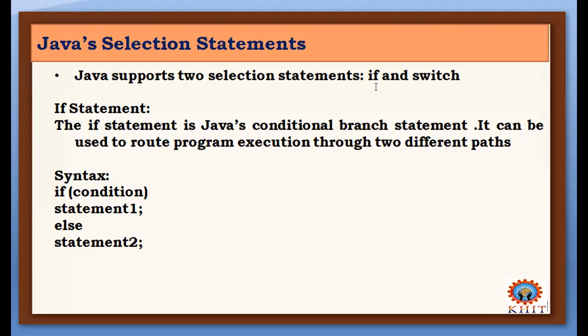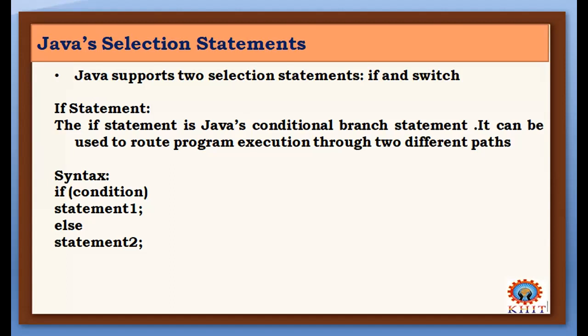So the if statement, you can observe, is a Java conditional branch statement. It can be used to route program execution through two different paths. So there are only two possible ways, two possible solutions. If followed by the condition, if the condition becomes true, then statement one is executed. If the condition becomes false, statement two is executed. So this is obvious, right? There are only two paths. So this can also be called two-way branching. Two-way branching means it has only two possible solutions. Based on the condition, we decide whether to execute statement one or statement two.